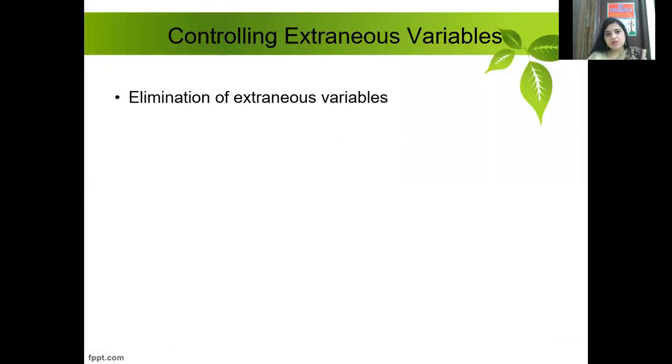Elimination of extraneous variables. What do you mean by extraneous variables? First of all, let us discuss that. A number of extraneous variables may affect the dependent variable, thereby distorting the experiment. We know that the independent variable is affecting the dependent variable, right? For example, we were just talking about advertisement expenditure affecting the sales volume.